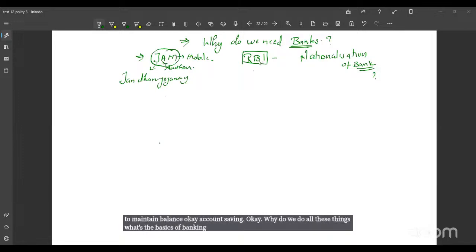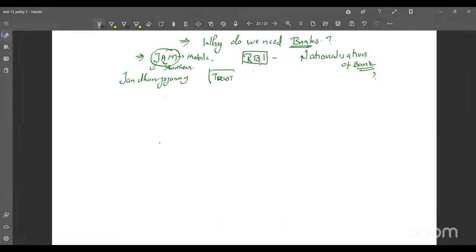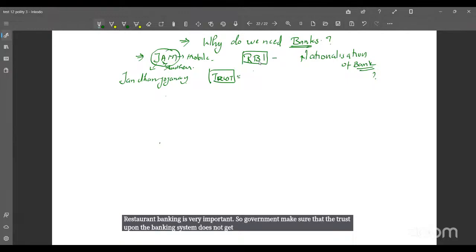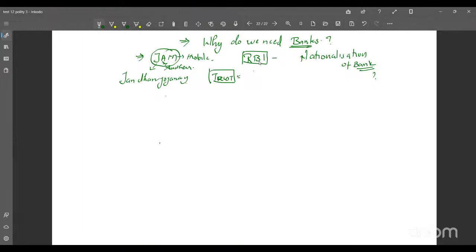Banking na என்ன? ஏன் banking மேல வந்துட்டு trust கொண்டு வரணும் அப்படின்னு நினைக்கிறாங்க. Trust in banking is very important. So government makes sure that the trust upon the banking system does not get diluted. RBI wants banks to uphold the trust of the people.